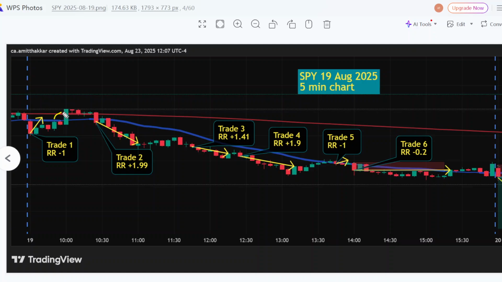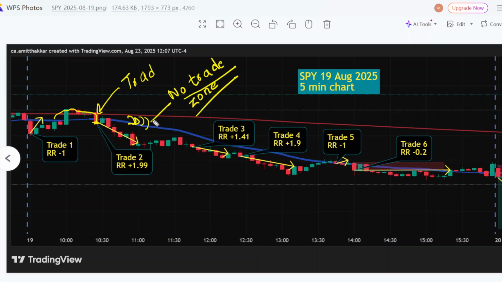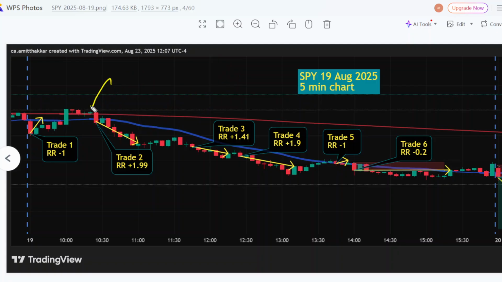After that the market comes down again, crosses both the moving averages with this bearish candle, and we take the second trade. In between these two moving averages is our no trade zone, so we don't take any trade between the 20 and 200 moving average. In the no trade zone, we don't take any trade. So on the close of this red candle, we'll take position number 2. Entry is here, stop loss is at the high of the candle.